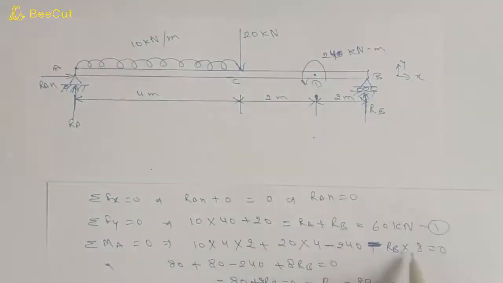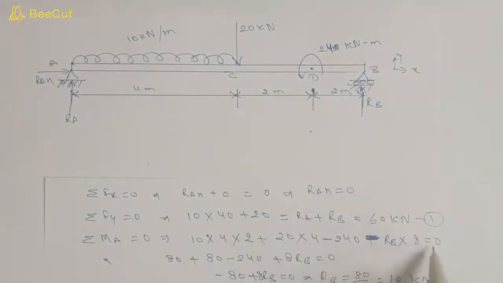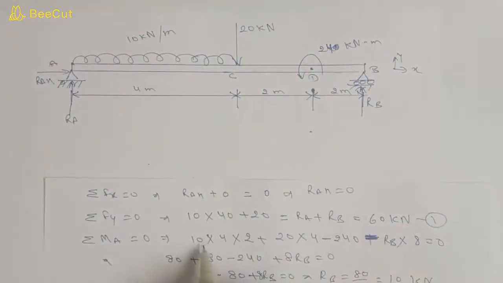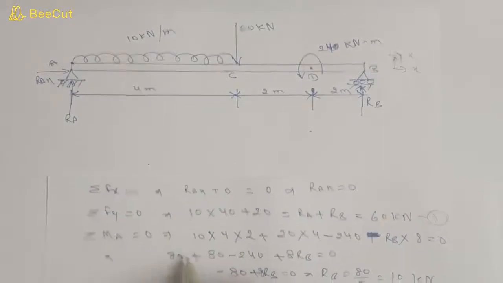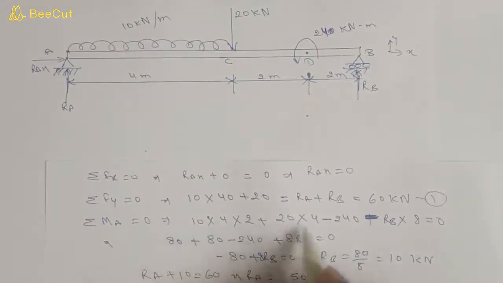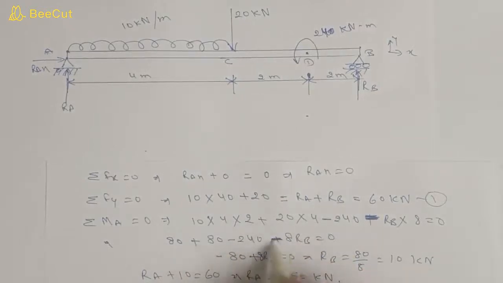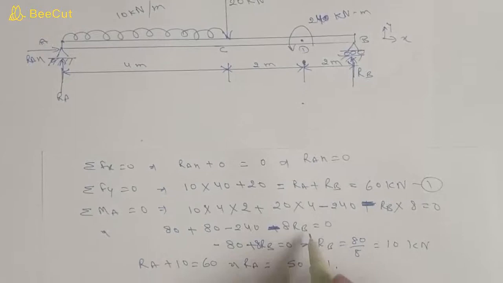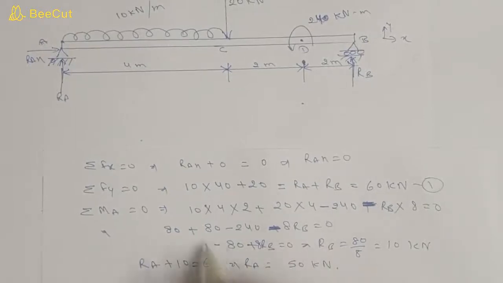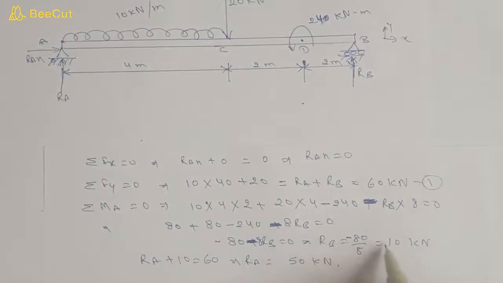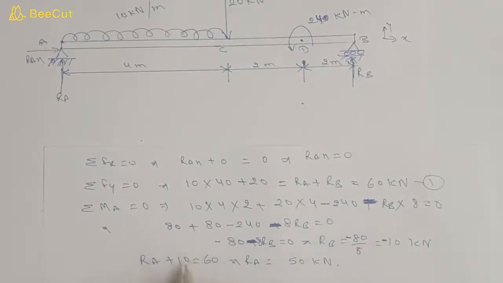And minus Rb into 8 is equal to 0. So this will become 10 into 4, 40 into 2 is equal to 80, plus 20 into 4 is equal to 80, minus 240, minus 8 Rb is equal to 0. So we will get 80 plus 80, 160, minus 240 is equal to minus 80, minus 8 Rb is equal to 0. So Rb is equal to minus 80 by 8, so minus 10 kilonewton.